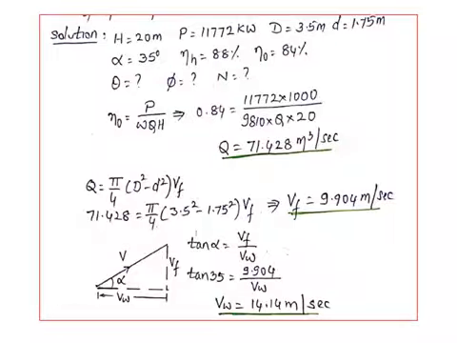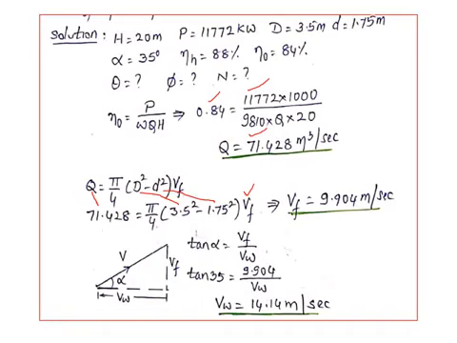Hence, repeating the same procedure. From overall efficiency, P is equal to wQH. Knowing the overall efficiency and the power converted into watts by multiplying by 1000, divided by the specific weight in Newton per meter cube, that is 9810, into the head H which is 20, that gives 71.428 meter cube per second. Knowing the discharge formula, Q is equal to pi by 4 into D square minus small d square into Vf. We substitute the discharge, the value of D, and the hub diameter, and we get the velocity of flow, which is around 9.904 meter per second.